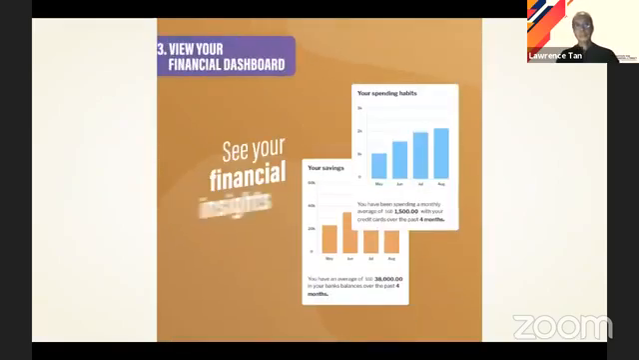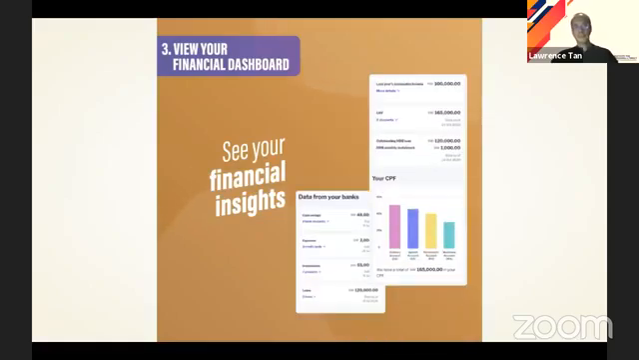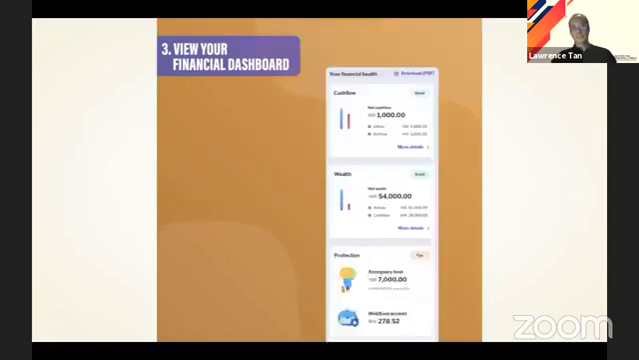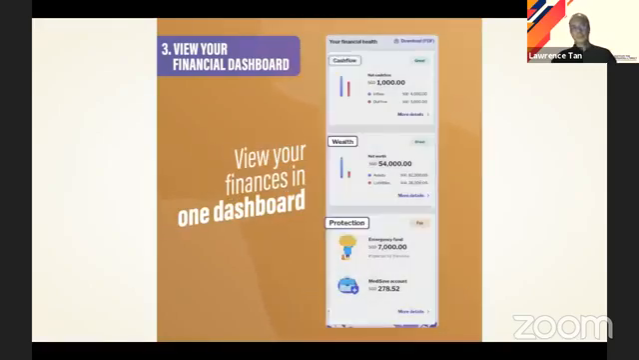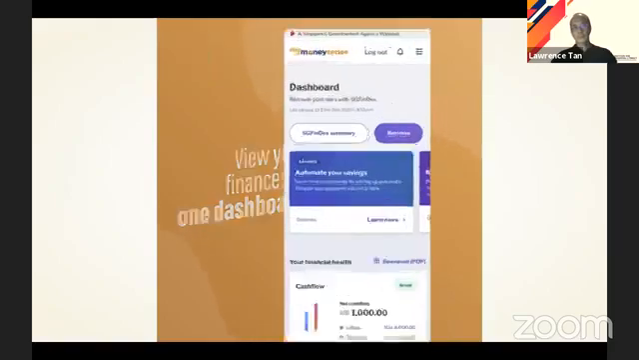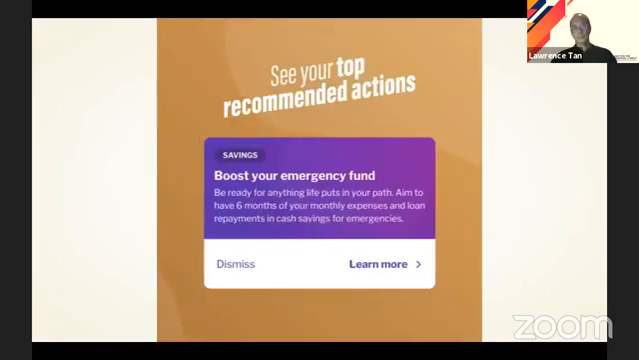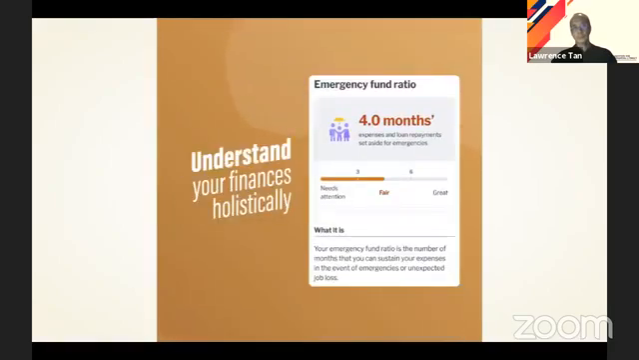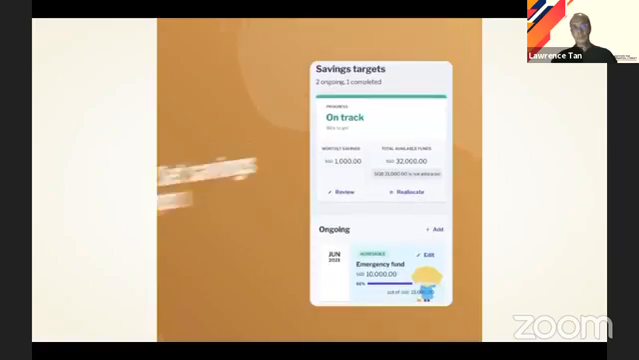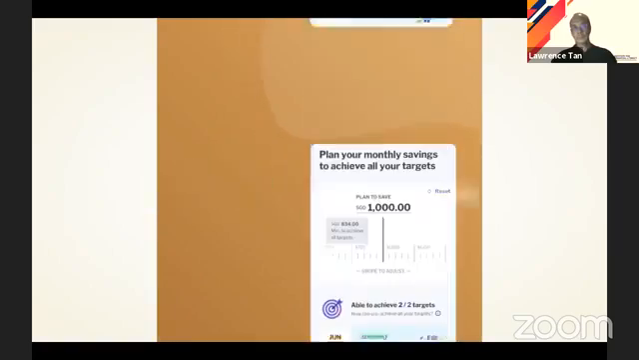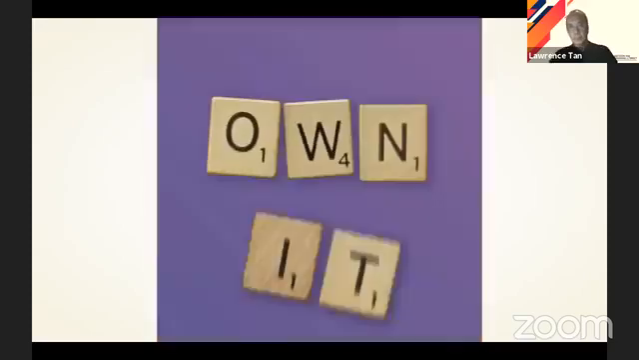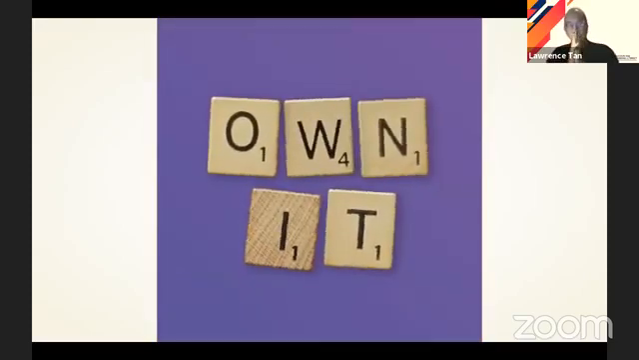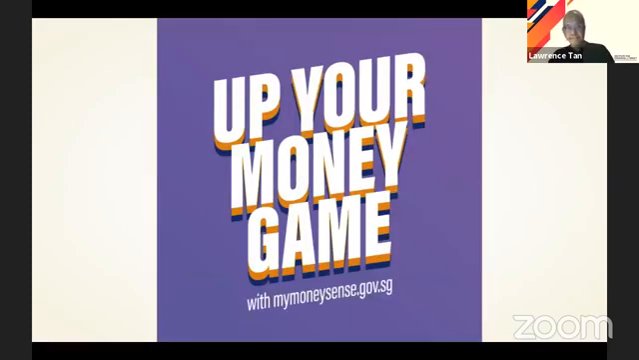What you get next are financial insights and a consolidated financial overview, all in one place. This includes personalized recommended actions and objective indicators of your financial health, all to help improve your finances and plan ahead. Start taking charge of your finances. Up your money game with MyMoneySense today.